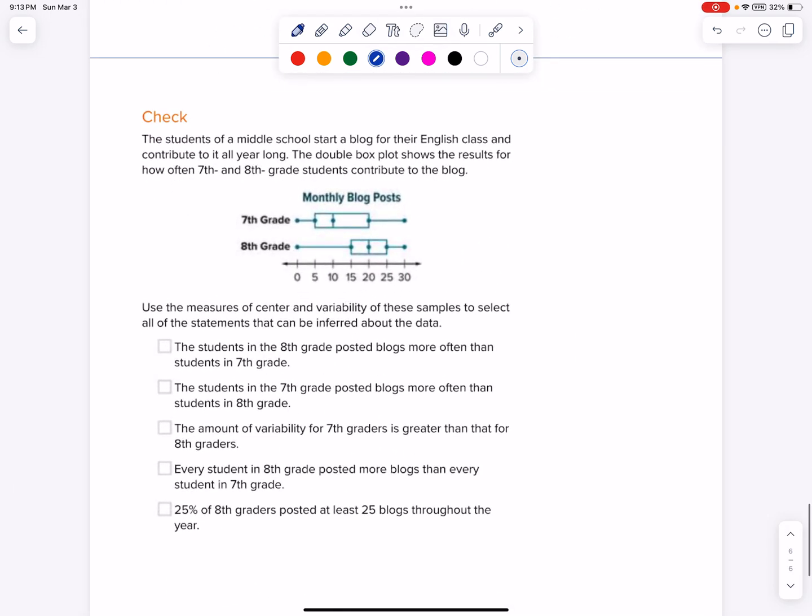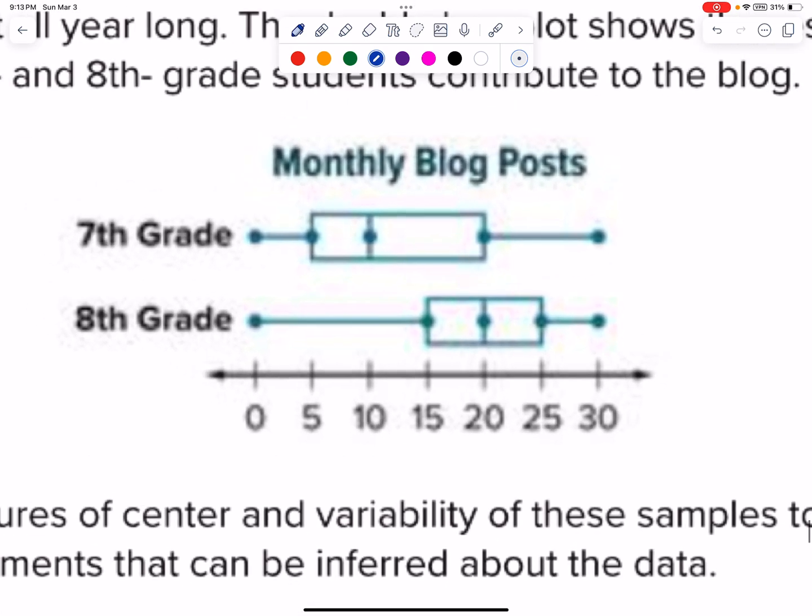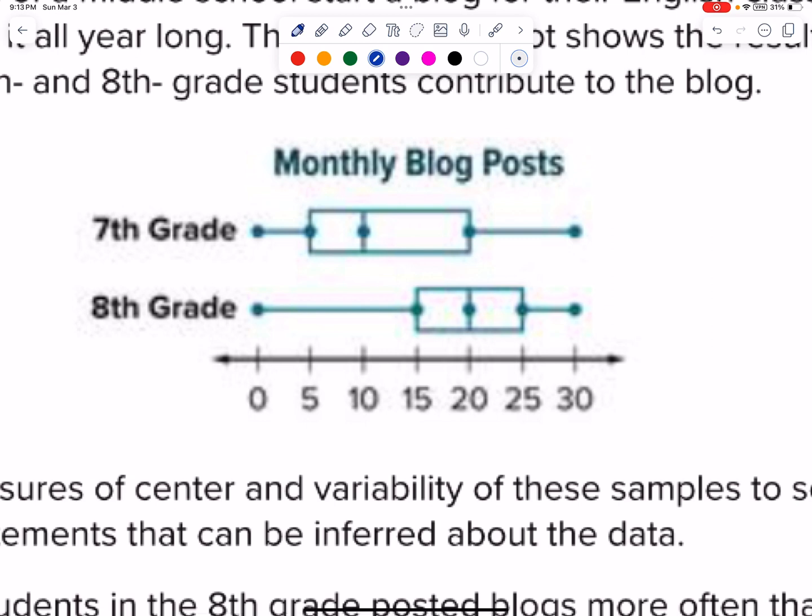So let's try this one out before we head to the homework. It says the students of a middle school start a blog for their English class, and they contribute to it all year long. This double box plot shows the results for how often 7th and 8th grade students contribute to the blog. So overall, just be looking at these 2 box plots and ask yourself, which grade devotes more time to the blog?